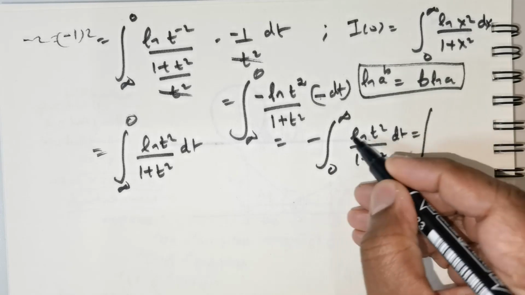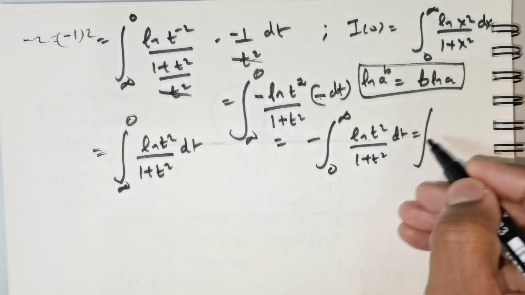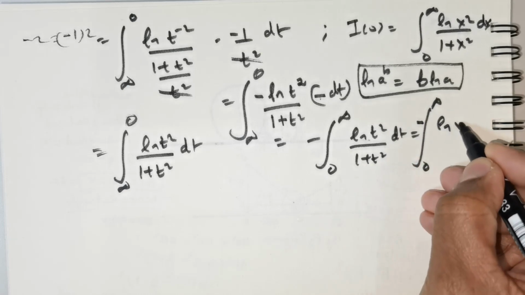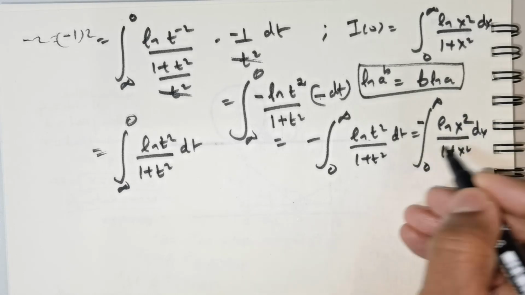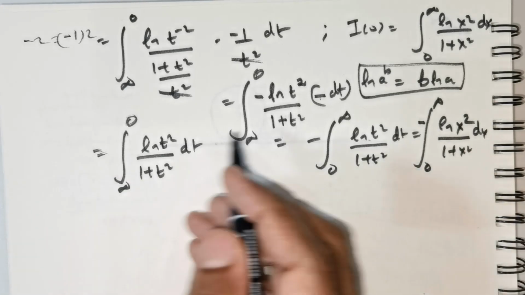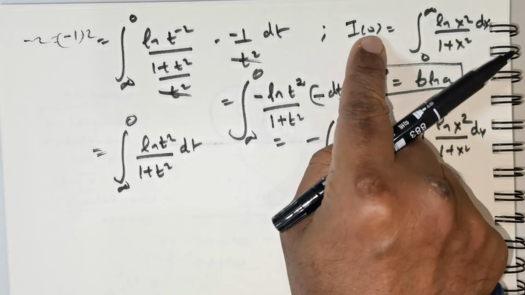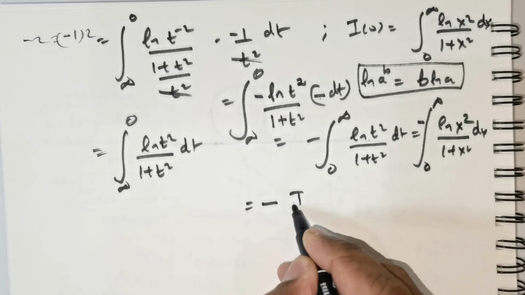Now I can actually replace the variables to x. No harm would be done. So this is equal to negative 0 to infinity ln of x squared divided by 1 positive x squared times dx. So all the variables are replaced with x. But what is exactly this? This is nothing but I of 0. This is what we have started, and this is what we've been gravitating. So this is equal to negative I of 0.